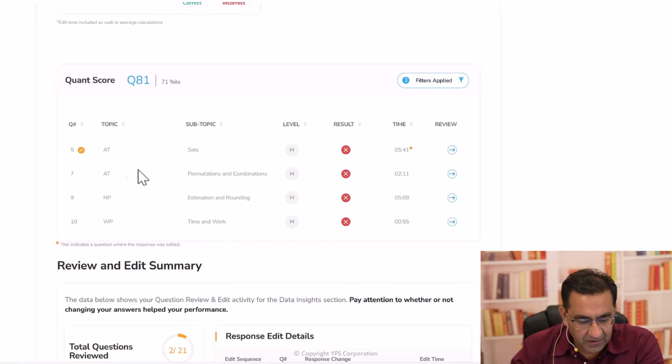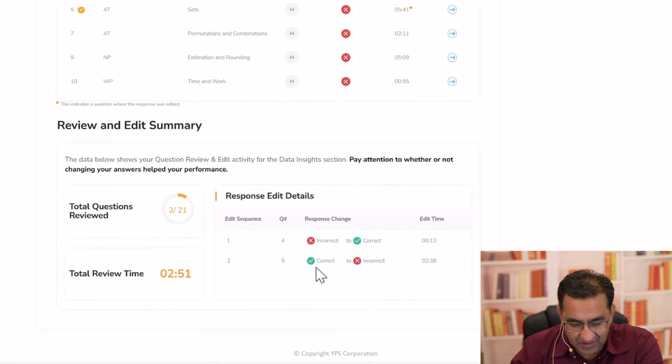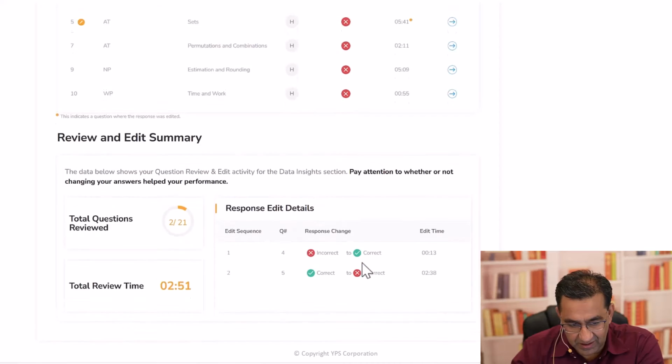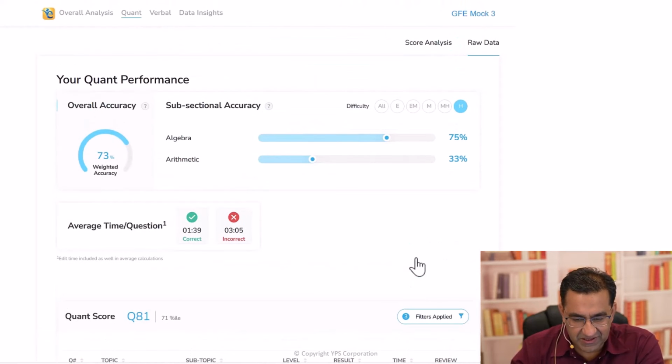Another interesting piece here: the student edited this response, and that's where they spent about 5.5 minutes, close to 6 minutes, on this. You can see they initially selected the correct answer, and then they went from correct to incorrect. This is question number 5 here. This is the same question number 5 over here. And they spent 2 minutes and 38 seconds on this particular edit. Again, some interesting insights here that you can see.